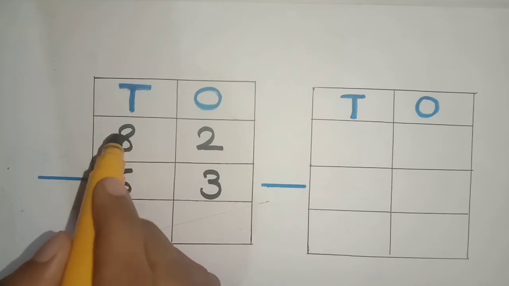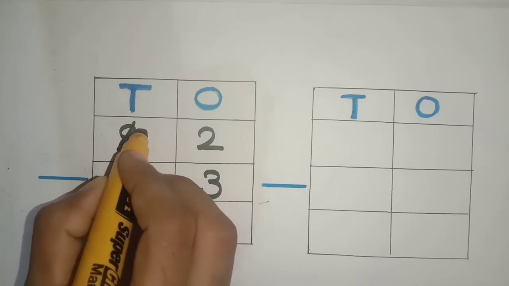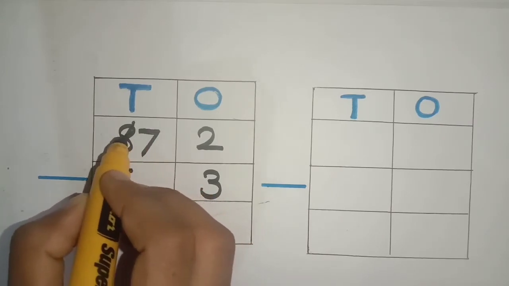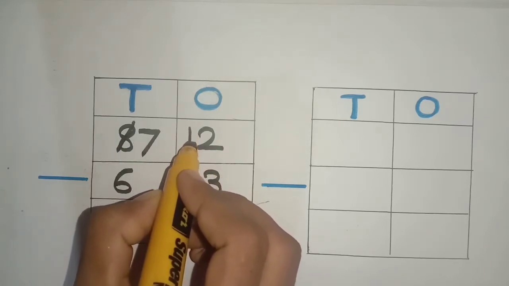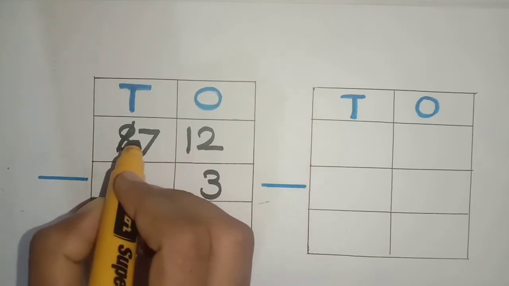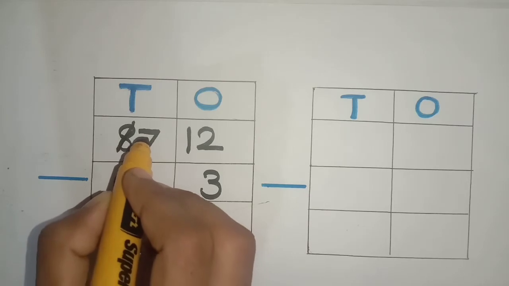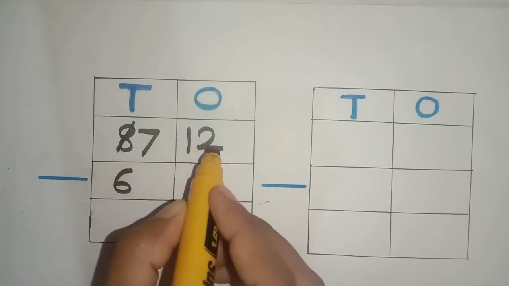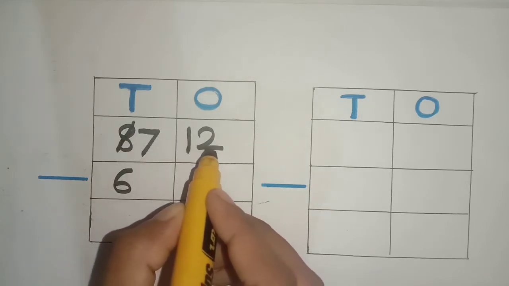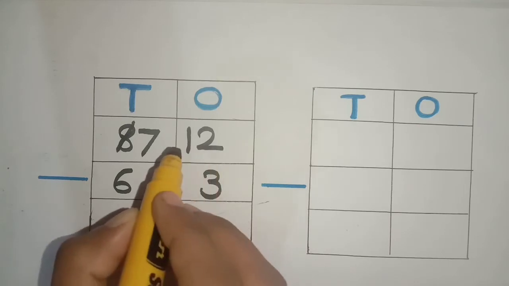8 tens are here. So just borrow one number from the place of tens. Just take one number and add the number into the next place. Okay. So here 8 decreased, 7 only here. And the 2 was there. By adding 10, the number 2 becomes 12. Okay. The number will become 12.